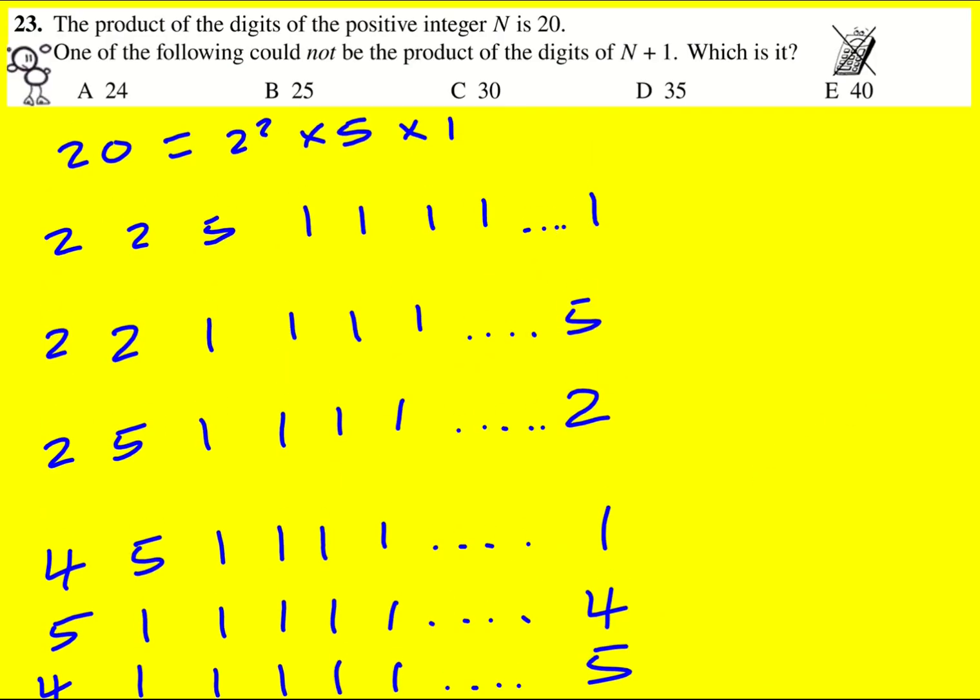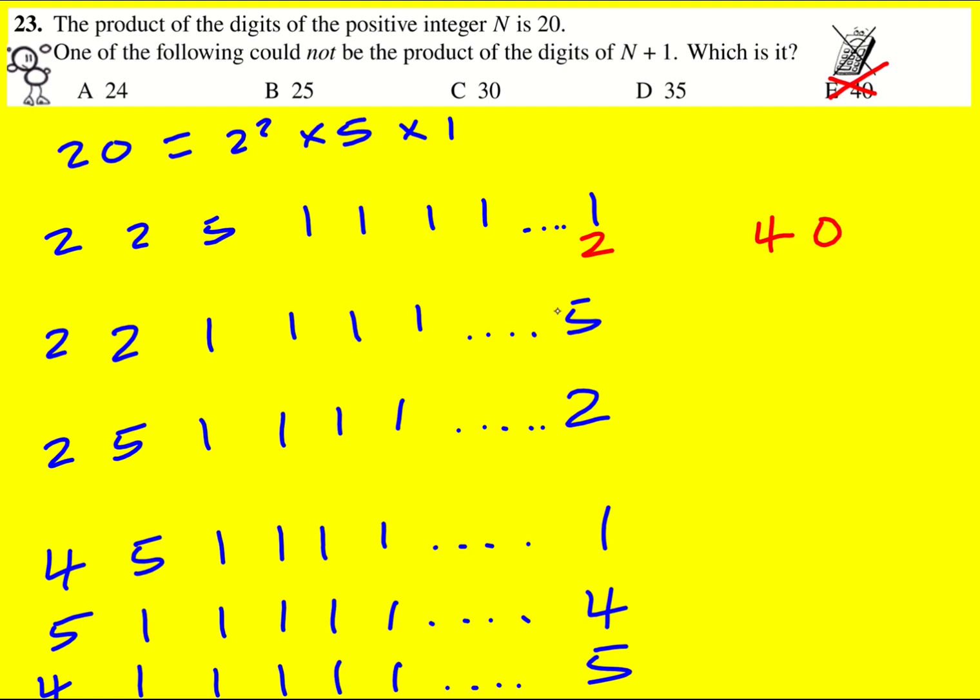Now, I'm going to look at the digits of n plus 1. So basically, I'm going to add 1 to all of these. So instead of 1 here, it will become 2. Now, the products of these digits will be 2 times 2 times 2, 8 times 5, 40. So it will be possible to get a product of digits 40.